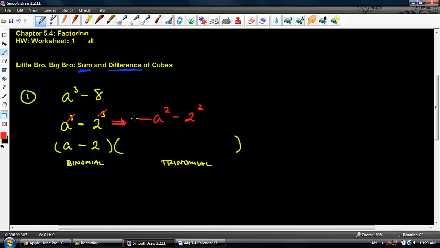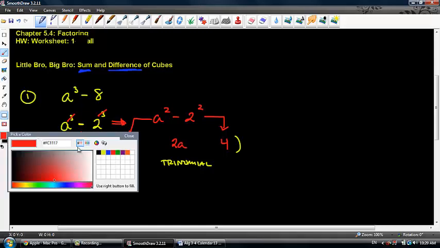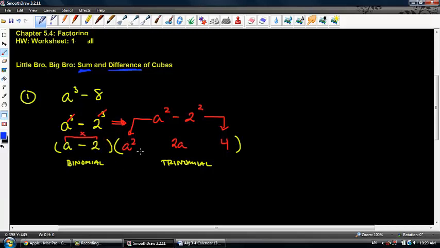Well, big bro gets the a squared here. It also gets the 2 squared here, which is 4. The middle term is the multiplication of little bro, so what I get is 2a. Now the symbols for big bro always follow this pattern. It goes opposite of little bro, and this one is always positive.